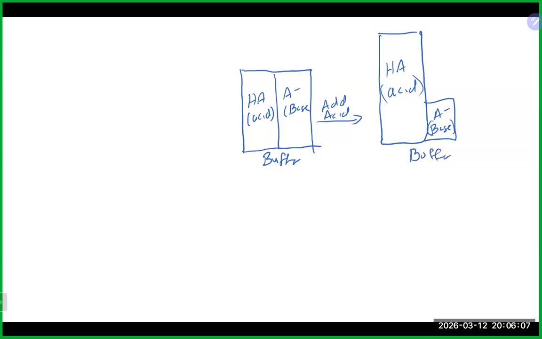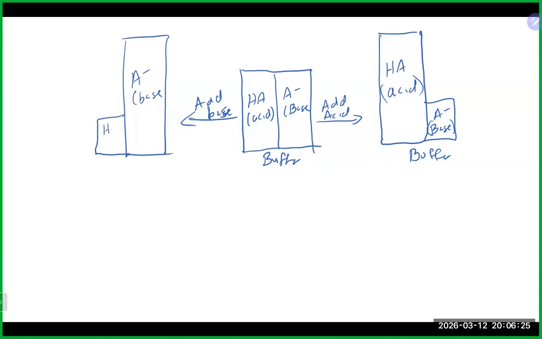And the same thing, if I added more base to the buffer, we will use up some of the acid part of the buffer and make more of the base part. So we'll make more of the base part of the buffer, and we'll use up some of that acid part of the buffer.